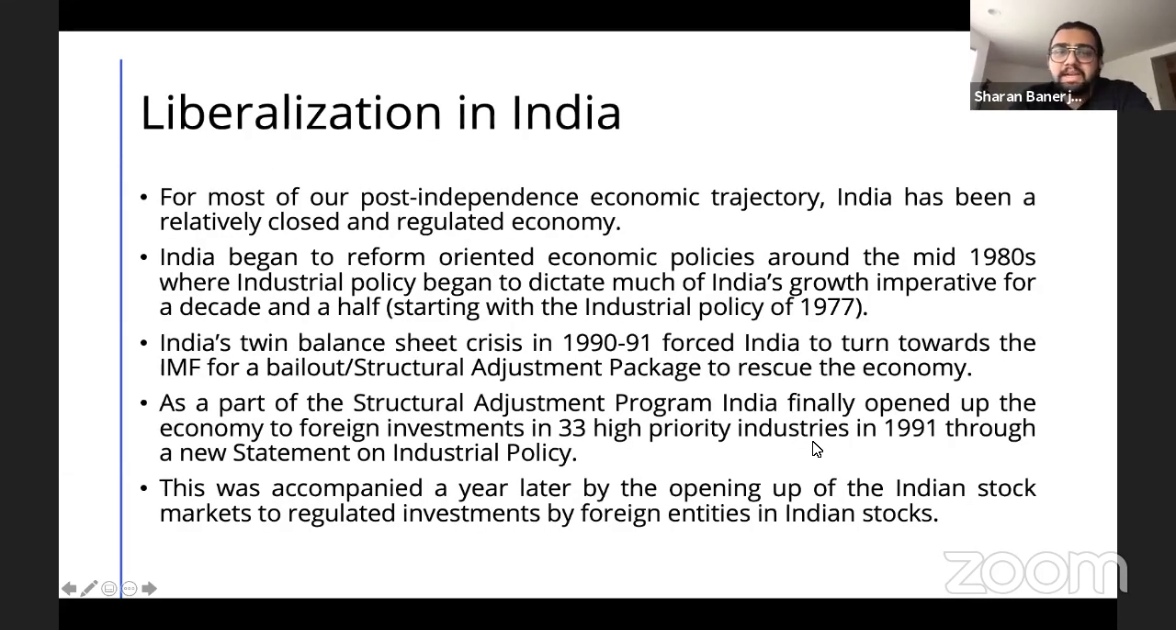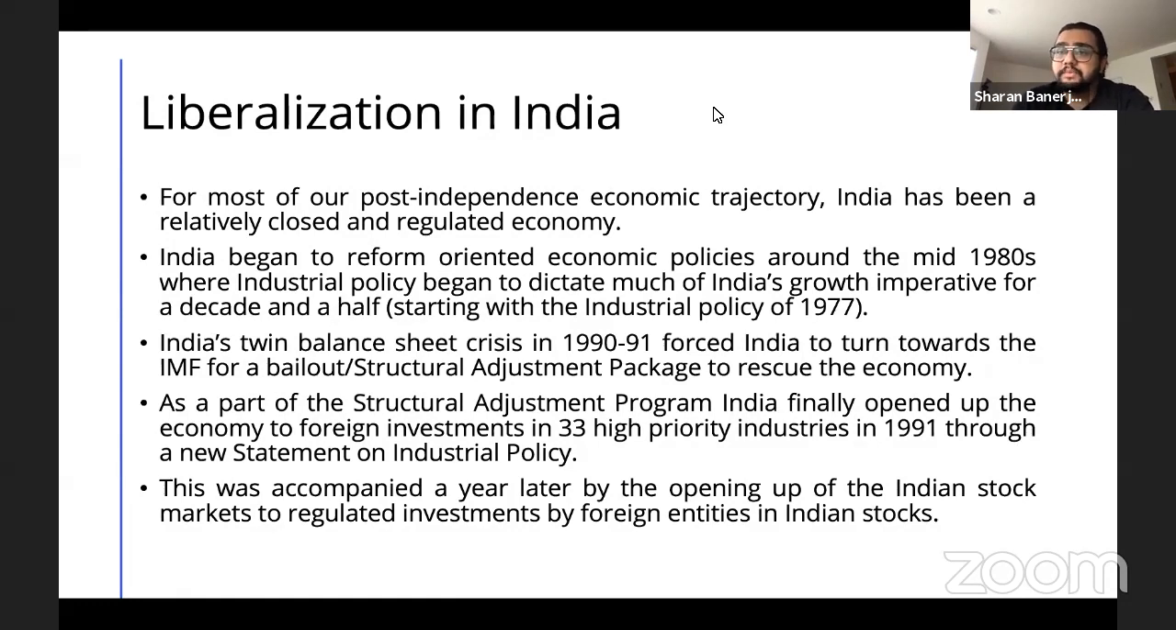So, to talk about liberalization in the country, for most of India's post-independence era, we have been a very regulated, planned, and closed economy. And we've very actively suffered from what is called the Hindu rate of growth, right? Since the late 70s and the early 80s, we've looked at reform-oriented economic policies, where the industrial policies announced by the government, starting with the policies of the 1970s, began to dictate much of India's revival and a push to move to higher and more sustained growth trajectories. We started off with the industrial policy of 1977.